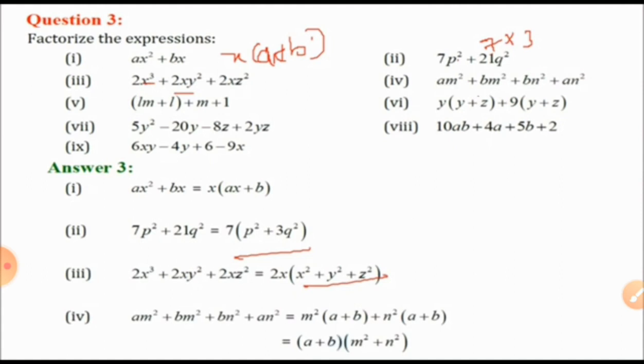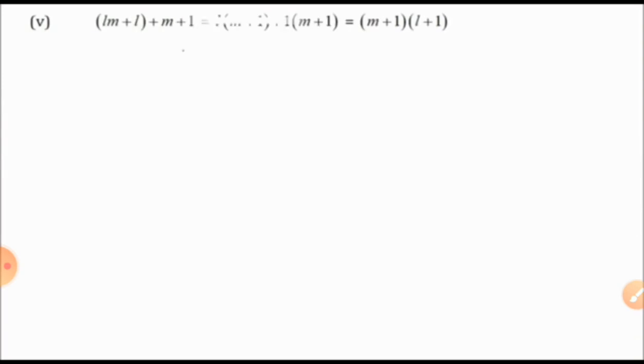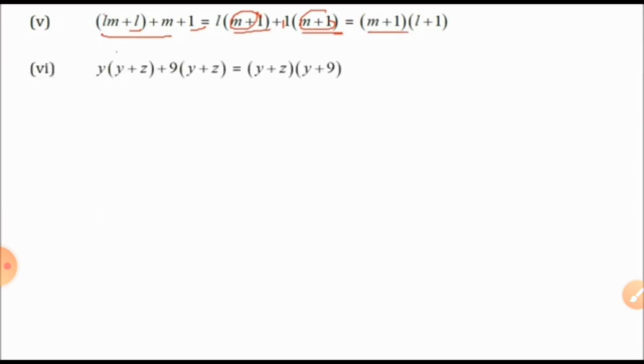3x cube plus 2x square y plus 2xz square. 2x is the common. Last one is x square plus y square plus z square. Fourth one also you can find one common one. Oh, very good question is given here. lm in bracket plus m plus l. Oh, very nice. So what is the common for the first one? l. So answer is m plus l. m plus l is outside also there. So (m plus l) and (l plus 1). So two factors are given, or you just arrange and get the final answer. (y plus z) and (9 plus y plus z).